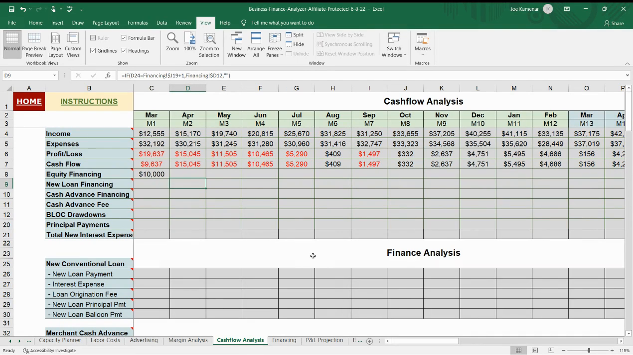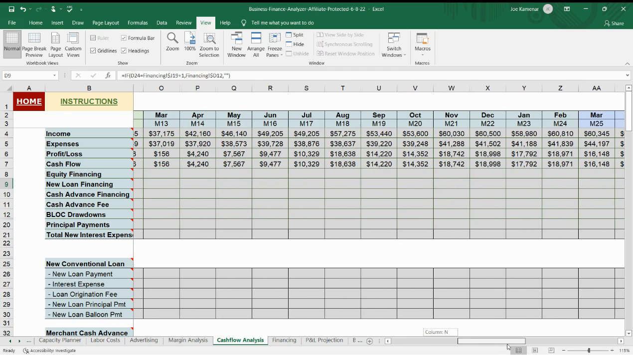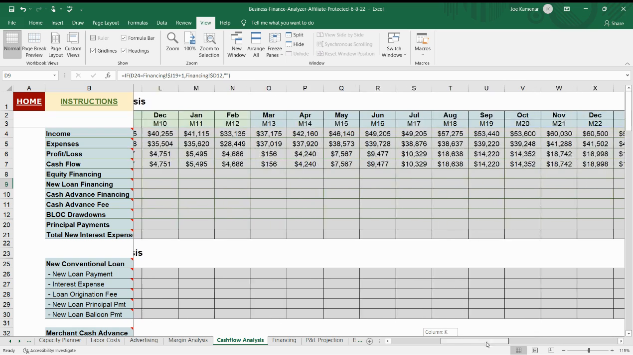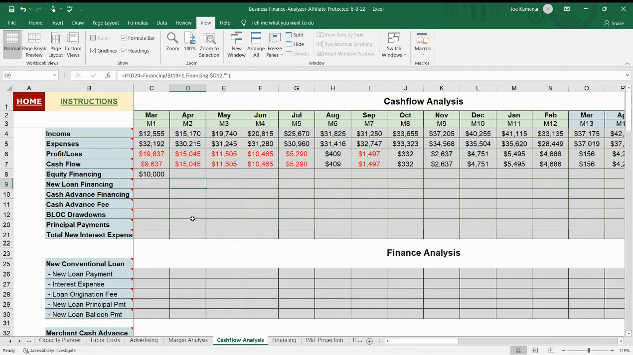Hi again. In this video, we want to take a look at your cash flow analysis and your financing analysis. This is a really important screen to look at because it's going to give you a snapshot of what your business is doing. It's set up to give you 36 months worth of income, expenses, profit loss, cash flow, and our other measures straight across. I broke them out into color groups. So let's start off by looking at your profit loss.